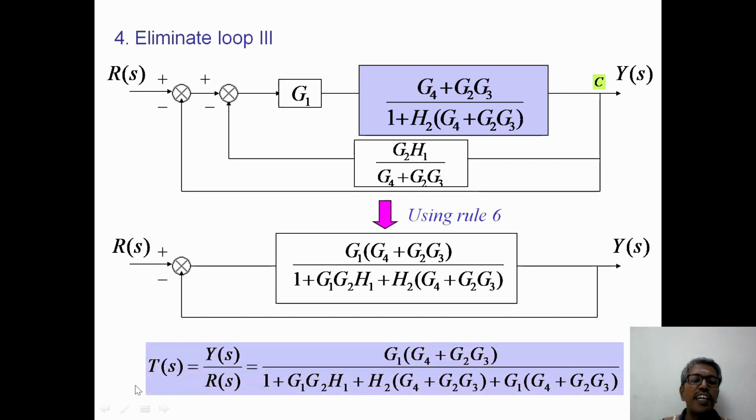So you can finally get the answer: G1 divided by G1 into G4 plus G2 G3 into 1 plus G1 G2 H1 plus H2 into G4 plus G2 G3 plus G1 into G4 plus G3. So this is an example of reducing the blocks into a single block in a control system to find the transfer function of any system. Thank you.